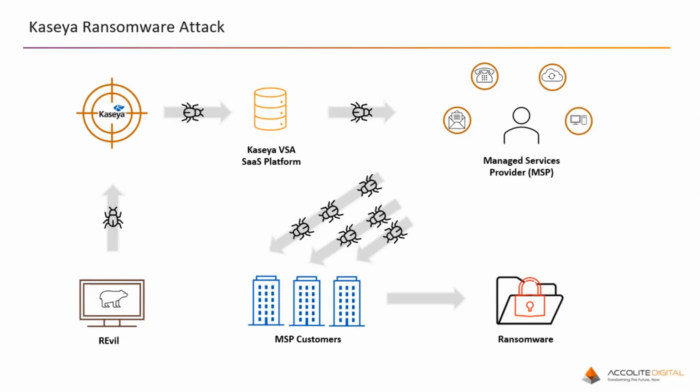A simple REvil ransomware installation in the VSA platform, which is a SaaS-based platform, led to all the managed services providers of Kaseya getting compromised. The official REvil ransomware website says that 1 million customers' data got compromised, although the Kaseya website talks about 15,000. But even if the truth lies somewhere in the middle, the number is humongous.